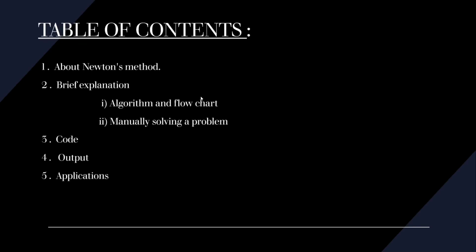Today we are going to discuss what Newton's method is, what algorithm and flowchart we are going to use, and what the equations are to solve it. We are going to take an example and manually solve a problem. We will also discuss the C code used to find the minimum and maximum of the objective function using Newton's method. We will observe the output by running the code, and discuss the applications of Newton's method in our day-to-day lives.